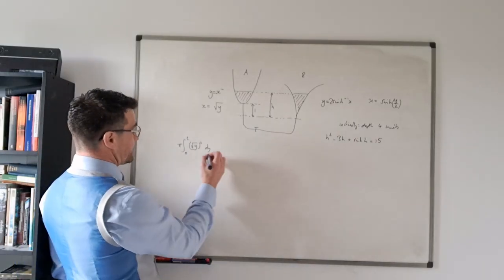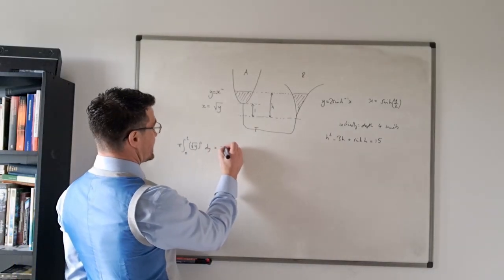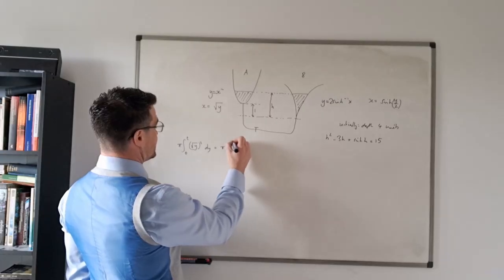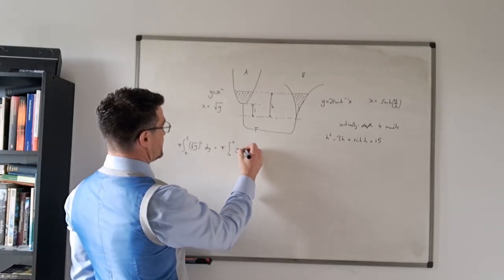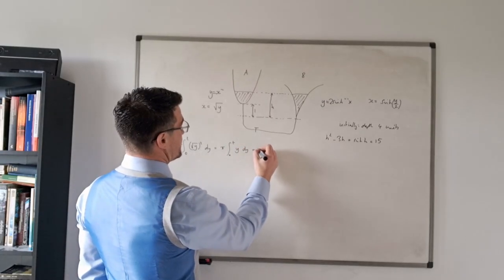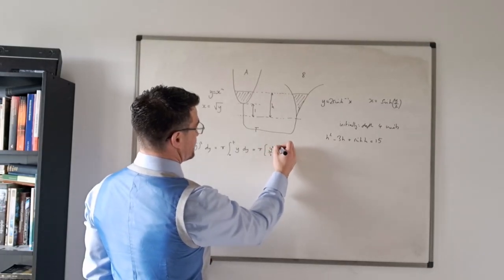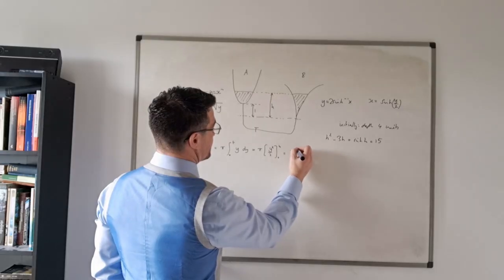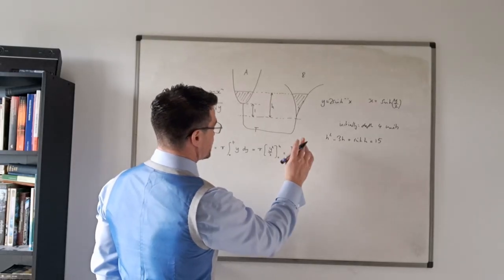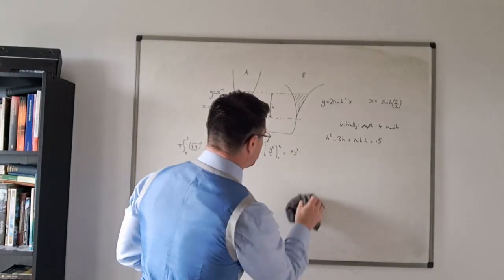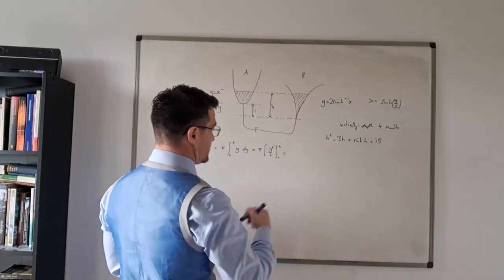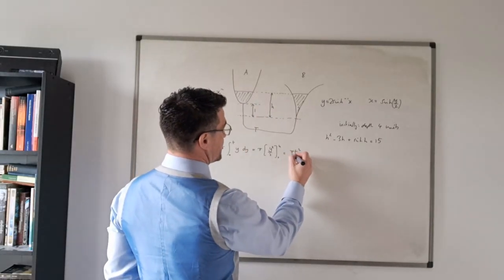What do we get? So this is going to be equal to pi times the integral from 0 to t of y dy. That's nice. Which is pi y squared over 2, 0 to t, which is pi t squared over 2.